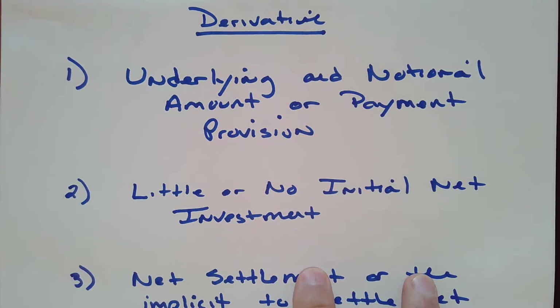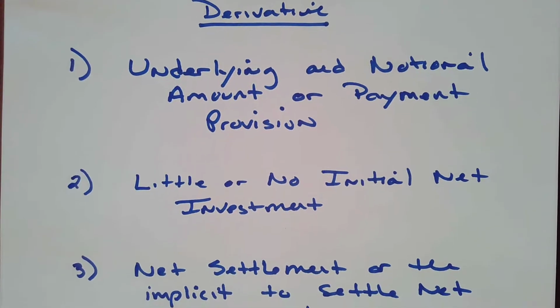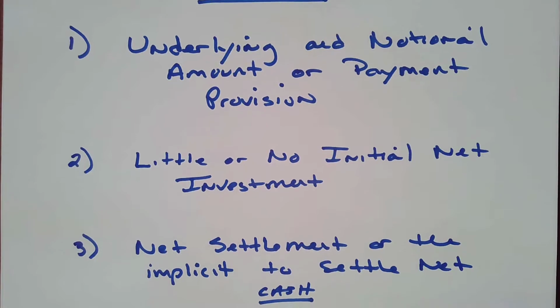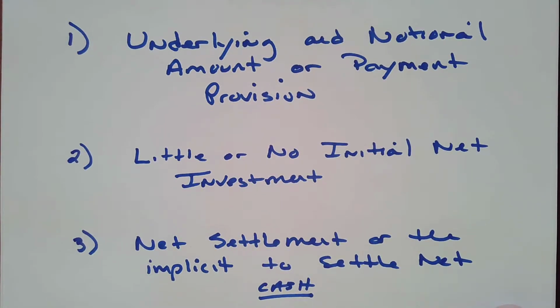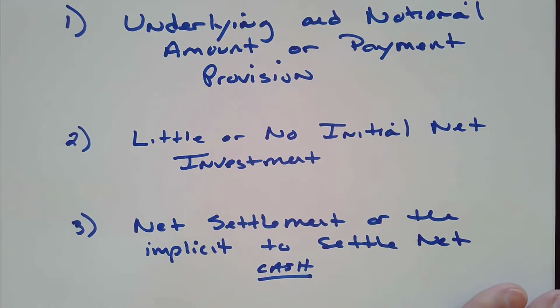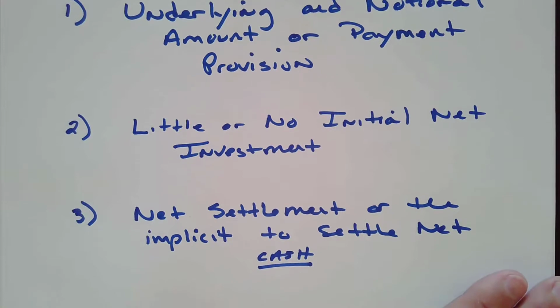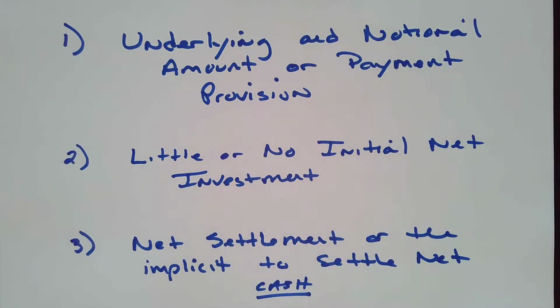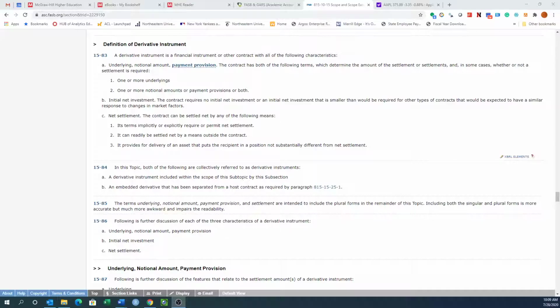So we left off going through and making sure we understood what qualifies as a derivative under the accounting literature. And we identified three items: that there has to be an underlying and a notional amount, or if not a notional amount, a payment provision. There has to be little or no initial net investment. And there has to be net settlement or the implicit ability to settle net in cash. And those three items we ended up pulling from the accounting literature.